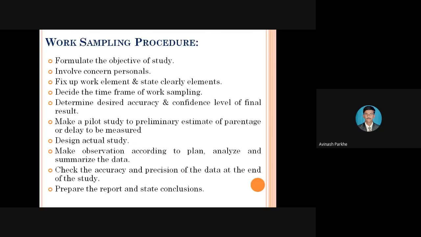Now we'll discuss the detailed procedure. This is the procedure of work sampling. Whenever we implement work sampling in the industry, this is the procedure which is followed. What is the first step? Formulate the objective of the study. Whenever we have to implement the work sampling concept in the industry, first of all you have to decide the objective. For which purpose do I have to implement work sampling in the industry? Whether I have to check the performance of the operator, whether I have to check the performance of the machine, whether I have to go for time measurement, or whether I have to go for activity sampling or delay sampling.